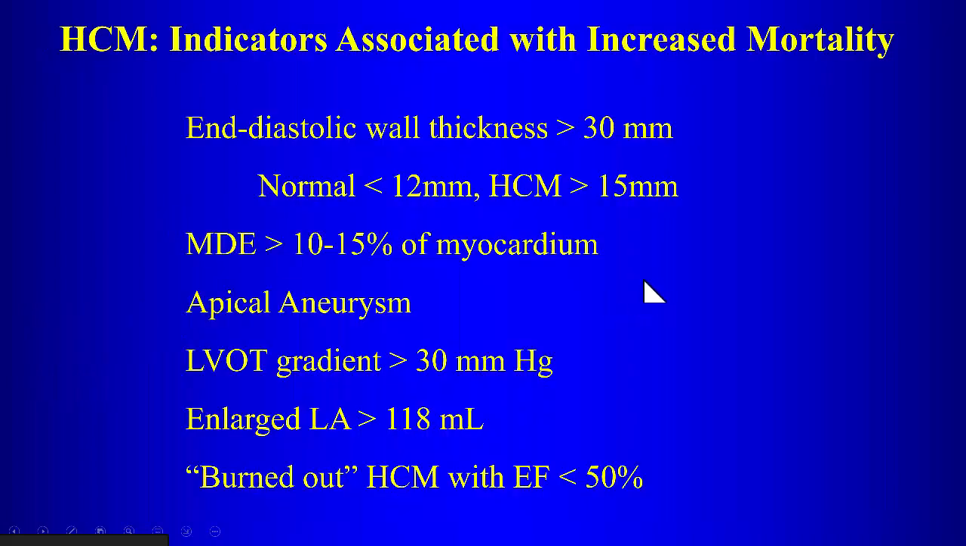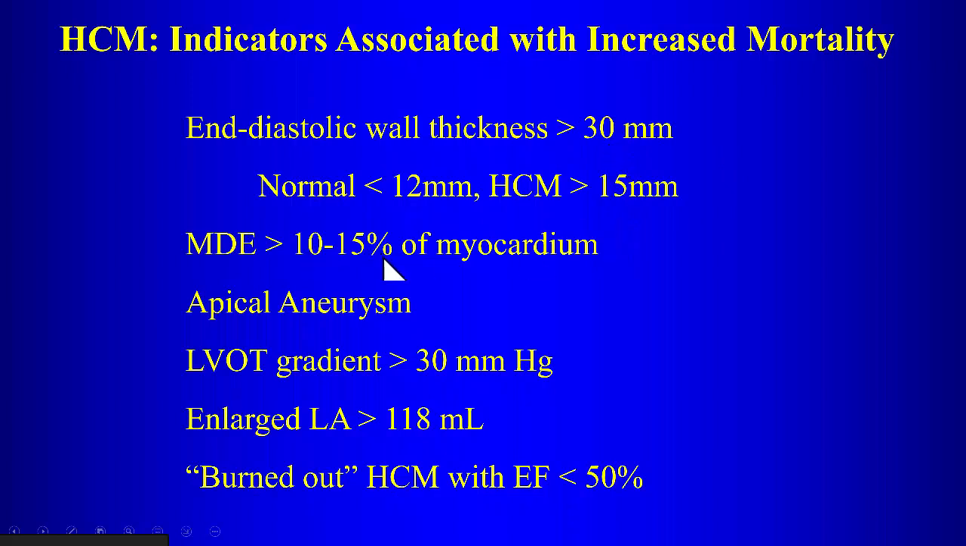Okay. Factors associated with increased mortality: end diastolic wall thickness. So what happens is these patients will get a defibrillator, right? If they have features on MRI that are high-risk features, those patients will get a defibrillator to prevent sudden death, okay? So for the end diastolic wall thickness, to make the diagnosis we use 15 as a cutoff, but if it's greater than 30, then it's really severely hypertrophied.